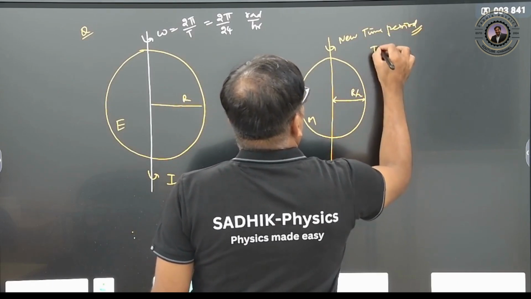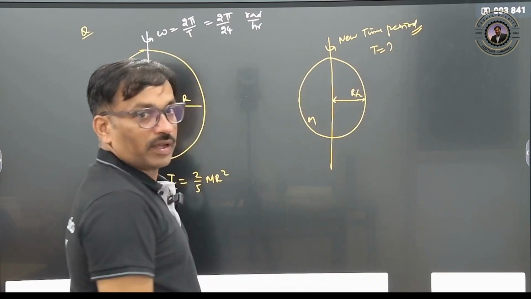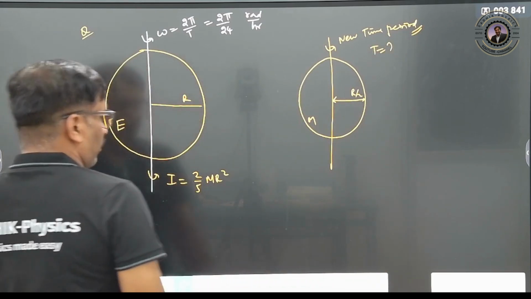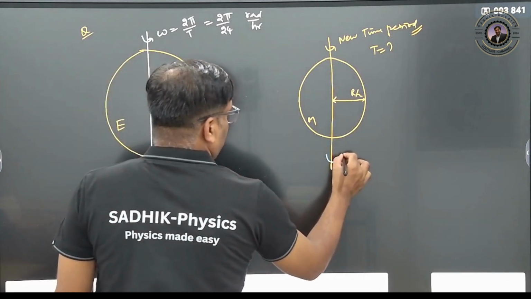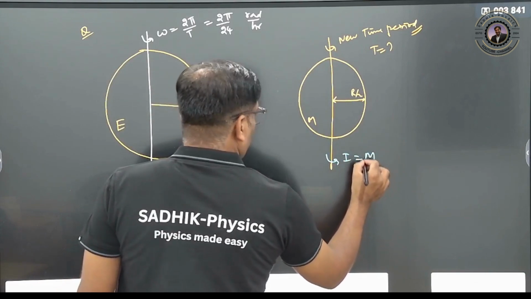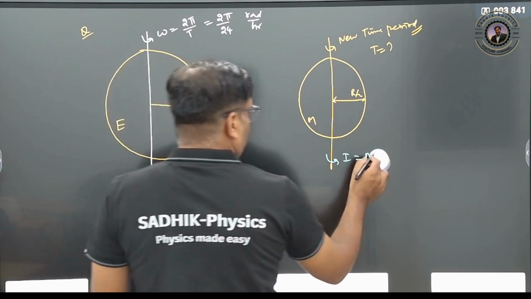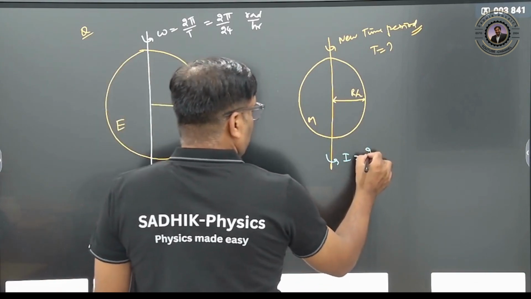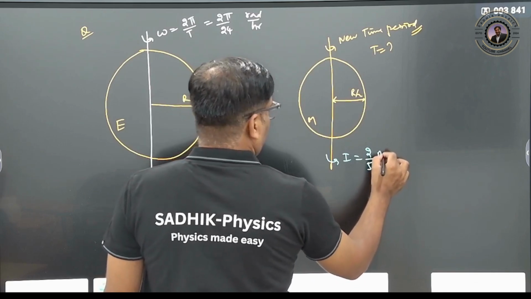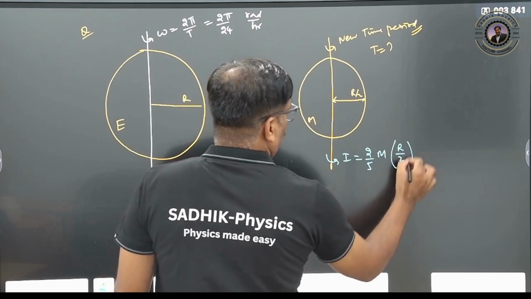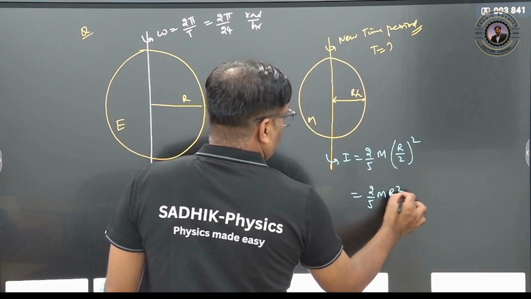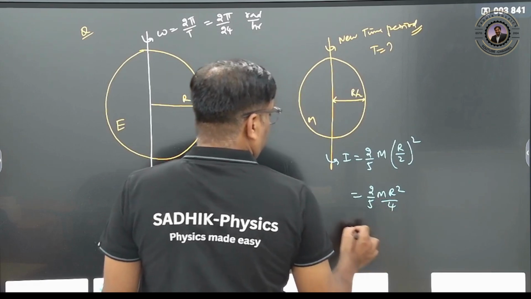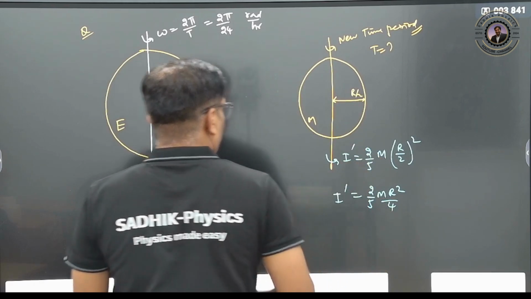We can write it now. The new moment of inertia I is equal to 2 by 5 m into (r by 2) whole square. So that is 2 by 5 m into r square by 4. This is your new moment of inertia.